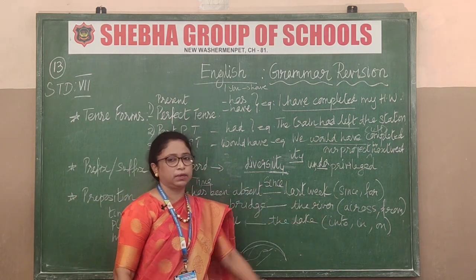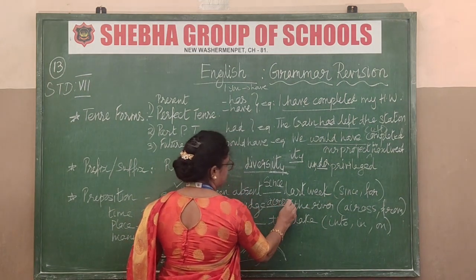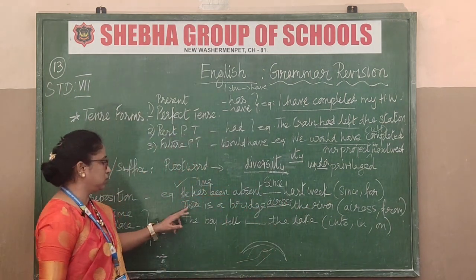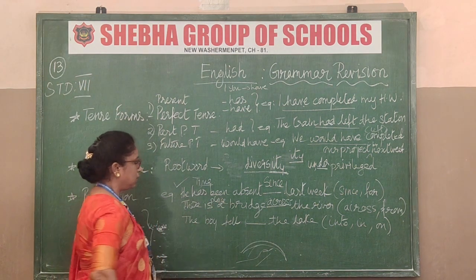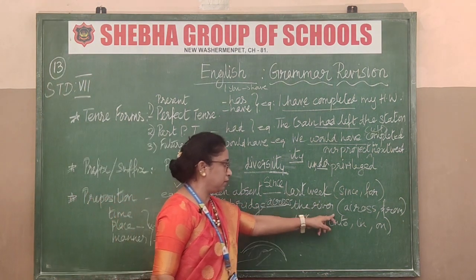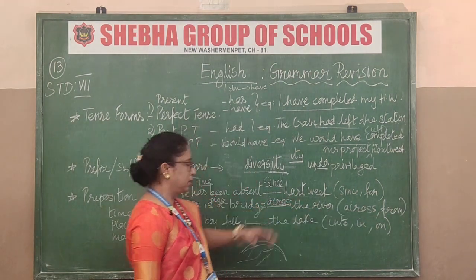Where is the bridge placed? Across the river. Got that now? This is the answer: it is placed across the river. Where? Across. So this is place, the preposition of place. There is a bridge across the river. So from here you choose not from but across.